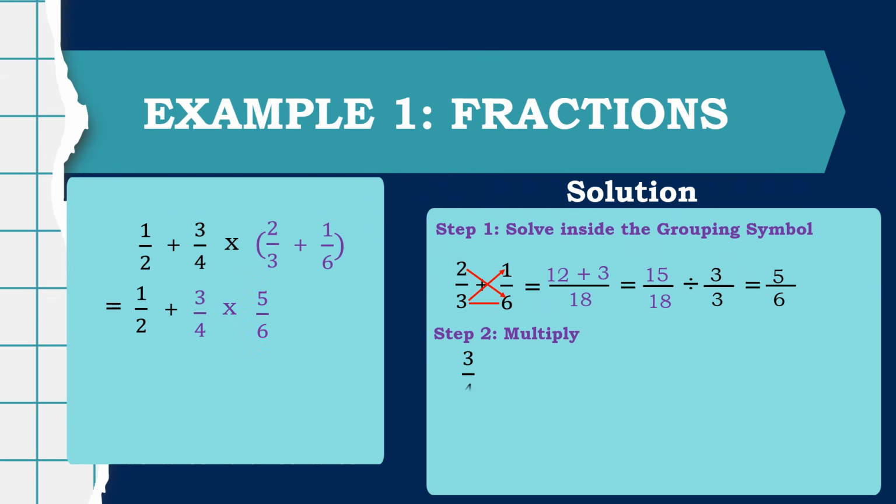So we multiply 3/4 times 5/6. So in multiplying fractions, multiply both numerators. So 3 times 5 is equal to 15. And multiply both denominators. 4 times 6 is equal to 24. Then we're going to look if there is a common factor between 15 and 24. Yes, 15 and 24 are both divisible by 3. Alright, 15 divided by 3 is equal to 5. 24 divided by 3 is equal to 8. So the answer in step 2 is 5/8.